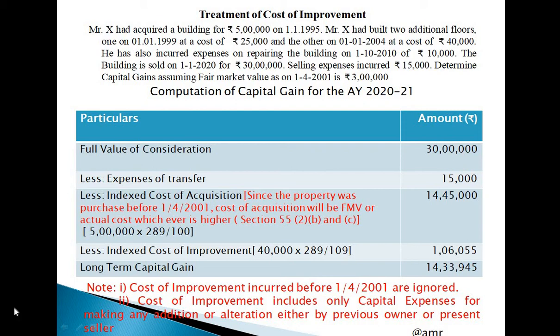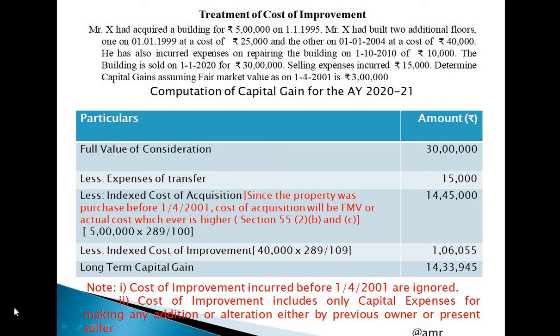Then the building is sold off for rupees 30 lakhs. Okay, now let us look at the solution. First of all, you have to see what is the full value of consideration, that is the sales value. The building has been sold off for rupees 30 lakhs, so the full value of consideration will be 30 lakhs. Then you have to less the expenses of transfer, which in this case is rupees 15,000. Then since it is a long-term capital asset, indexation has to be done.